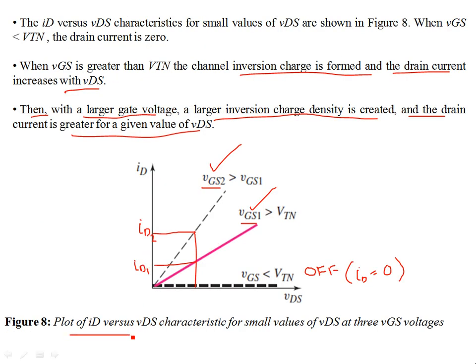This is a plot of ID versus VDS characteristic for small values of VDS at 3 different VGS voltages. In these conditions your transistor is on, and for the other two curves the transistor is on, so ID is positive and non-negative.